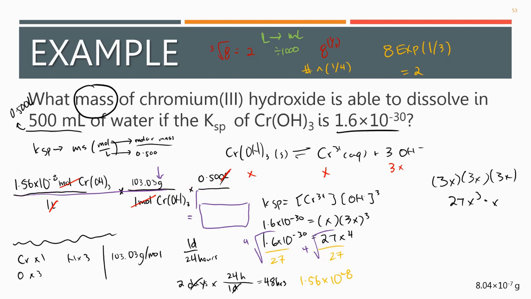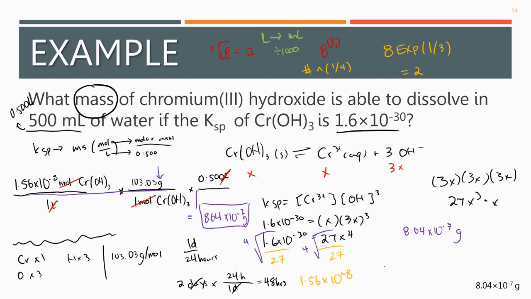Okay, so I'm going to take 1.56 times 10 to the negative 8, times 103.03, times 0.5, equals, and I get 8.036 times 10 to the negative 7. So 8.04 times 10 to the negative 7 grams. And that seems like a ridiculously small amount.